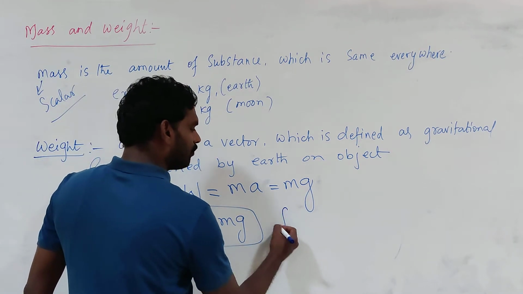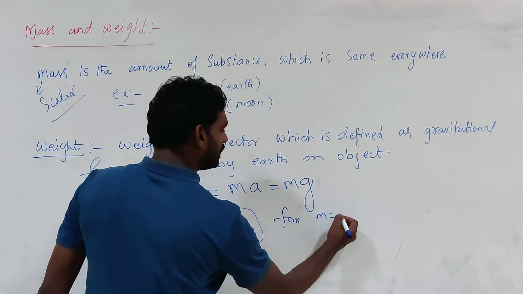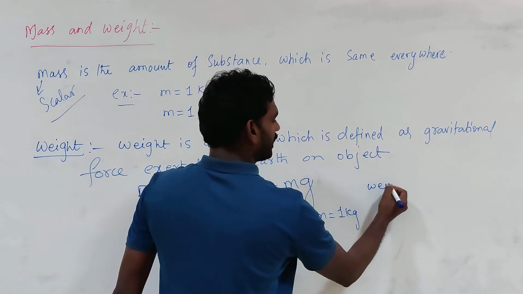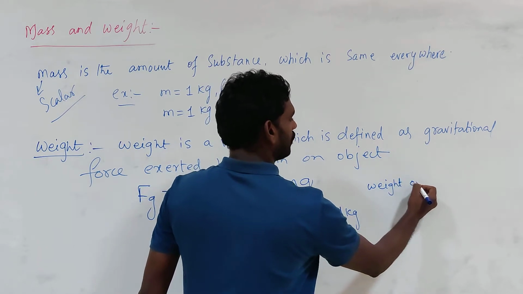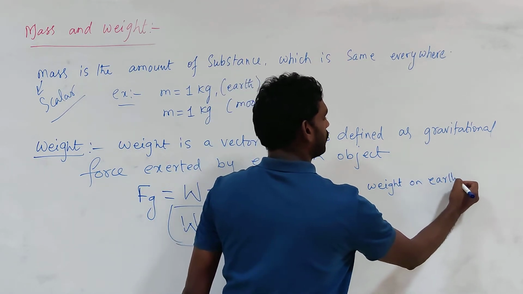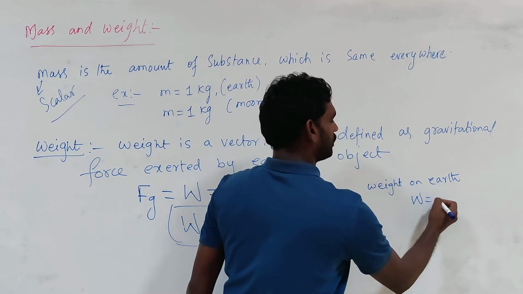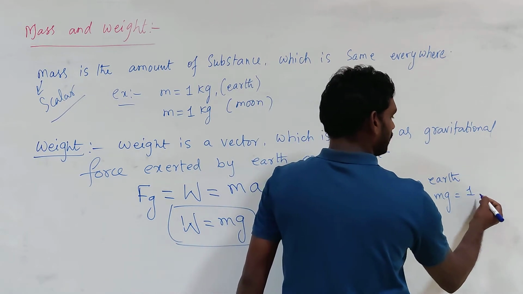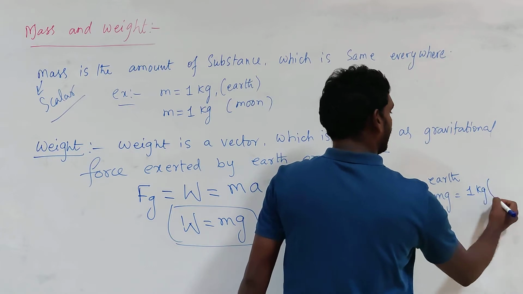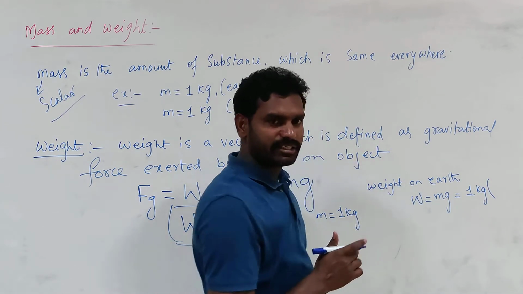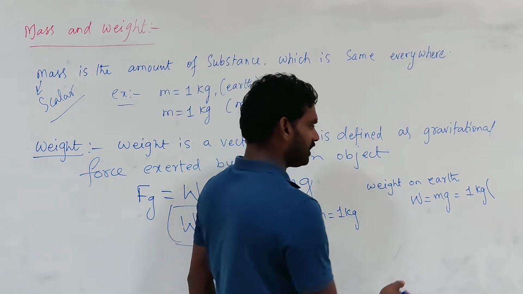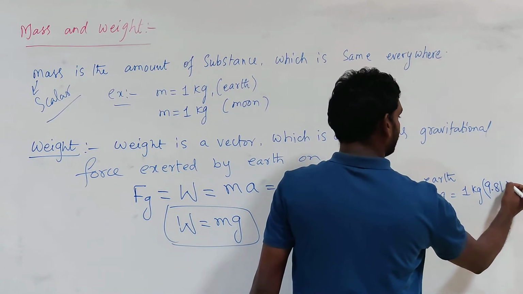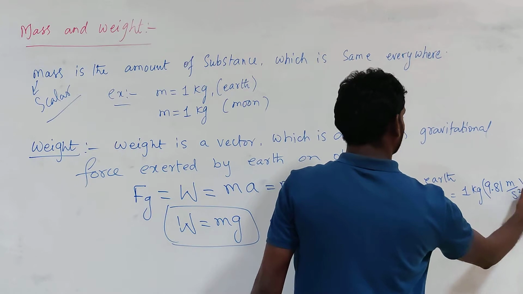So for 1 kg mass, weight on earth. So weight equal to m into g. So m equal to 1 kg and g, the acceleration due to gravity on the surface of the earth, is approximately equal to 9.81 meters per second square.